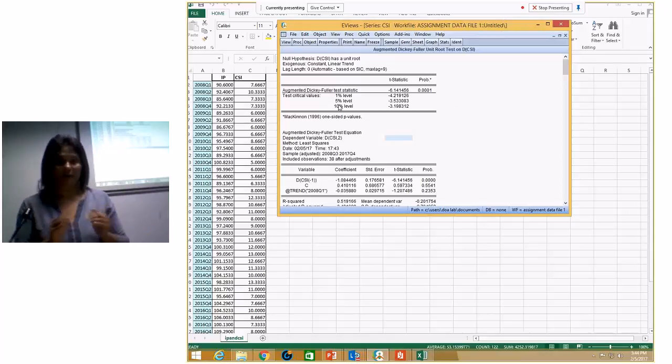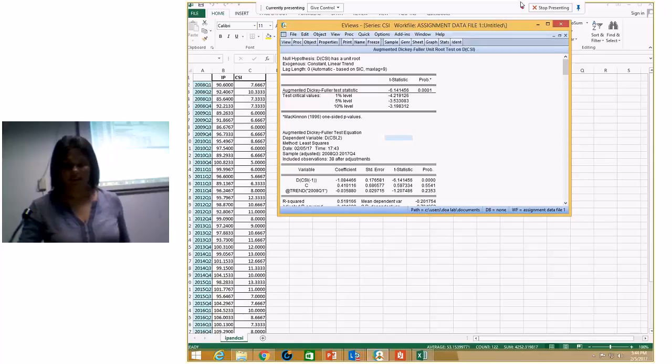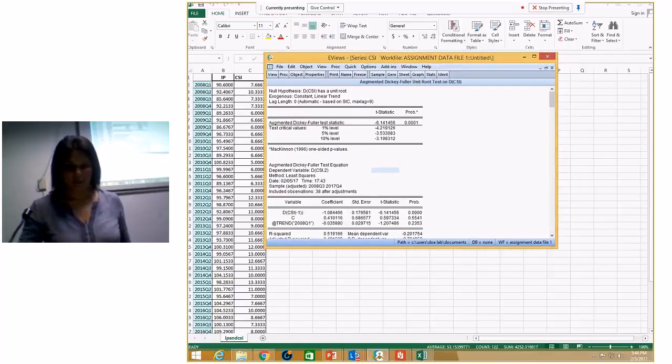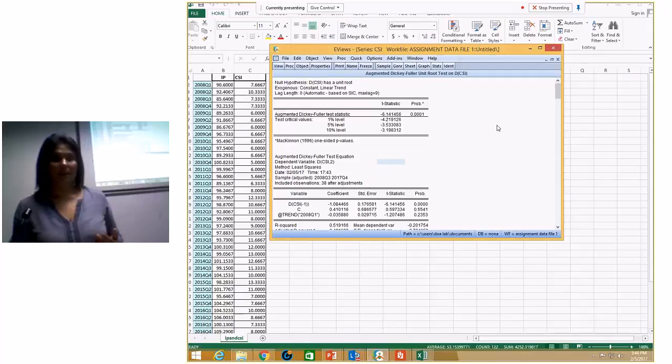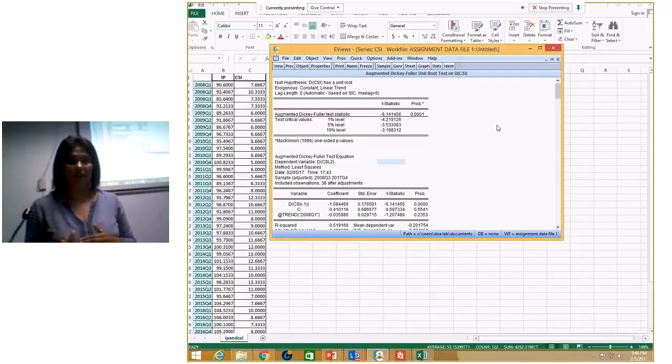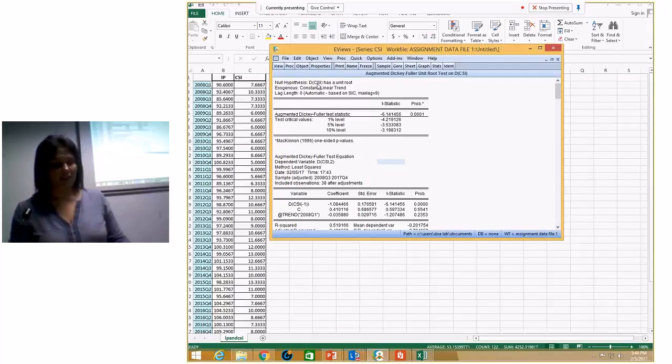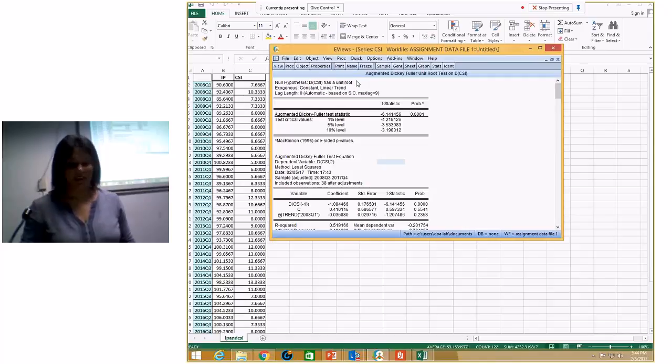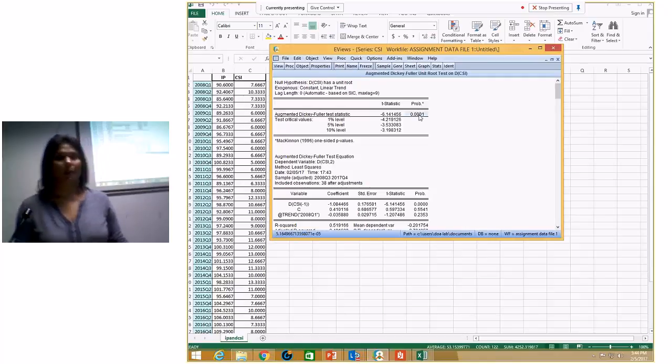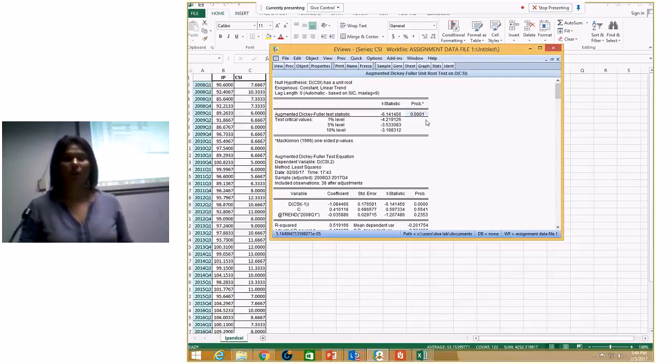Type your null hypothesis and what the alternative hypothesis is. The null hypothesis is mentioned that CSI, within brackets, this variable name, has a unit root, right? It is rejected because the probability value is 0.001, it is less than 5%, then we accept our alternative hypothesis.